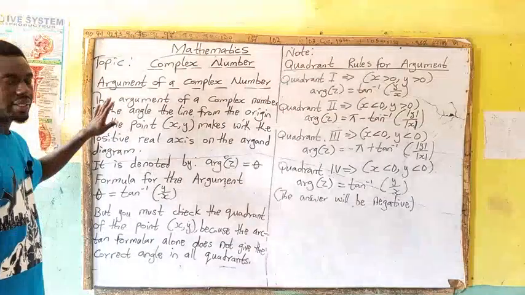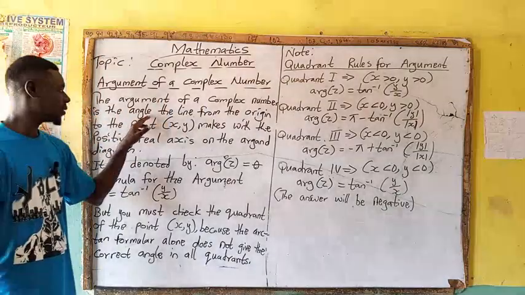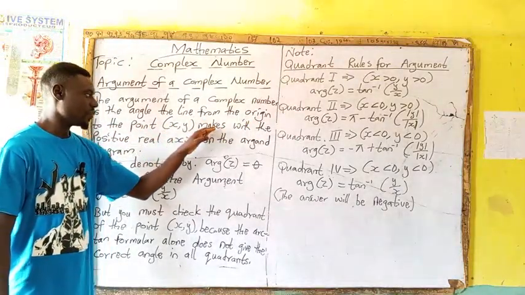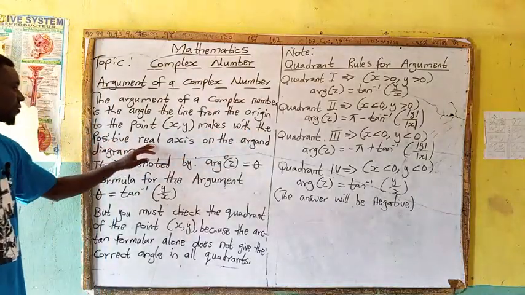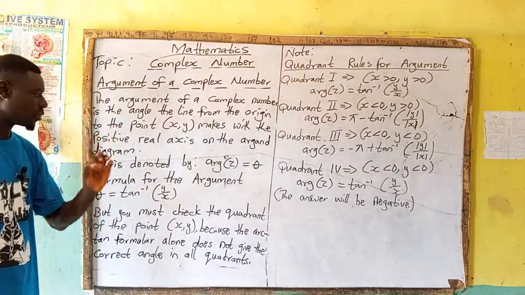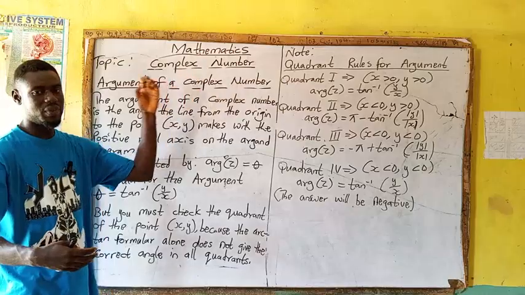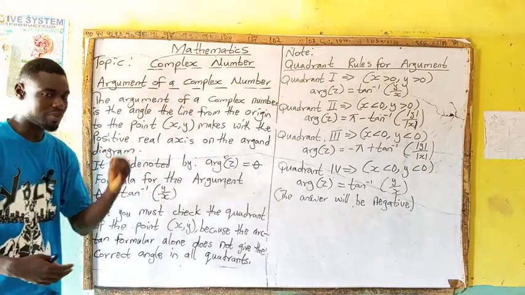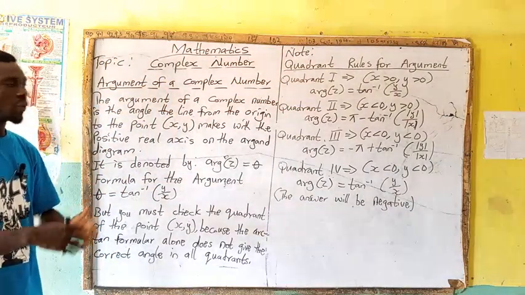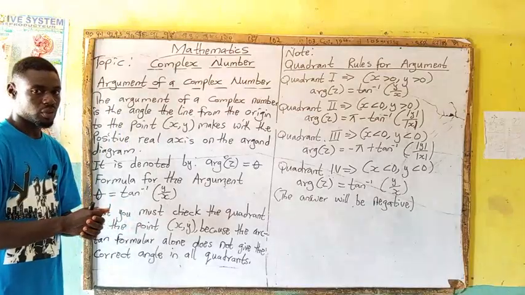So the argument of a complex number is the angle that the line from the origin to the point (x, y) makes with the positive real axis on the Argand diagram. In our previous video, you can watch about the Argand diagram. It talks about representing a complex number on a graph. So for the Argand aspect of it, we want to calculate the angle that is produced.